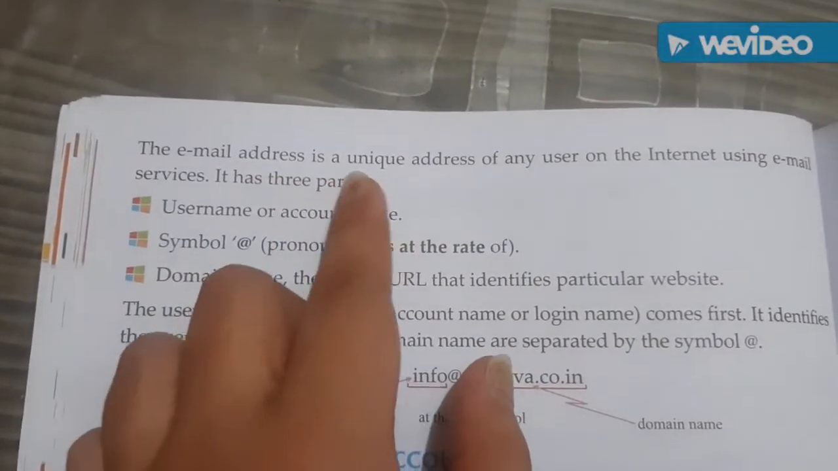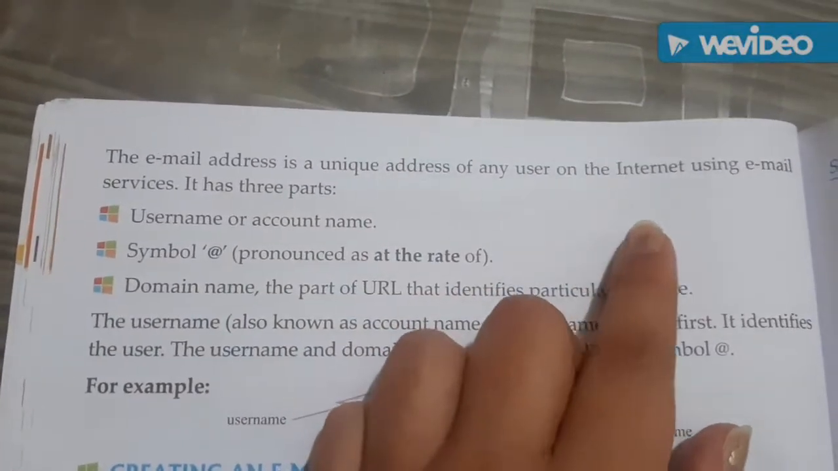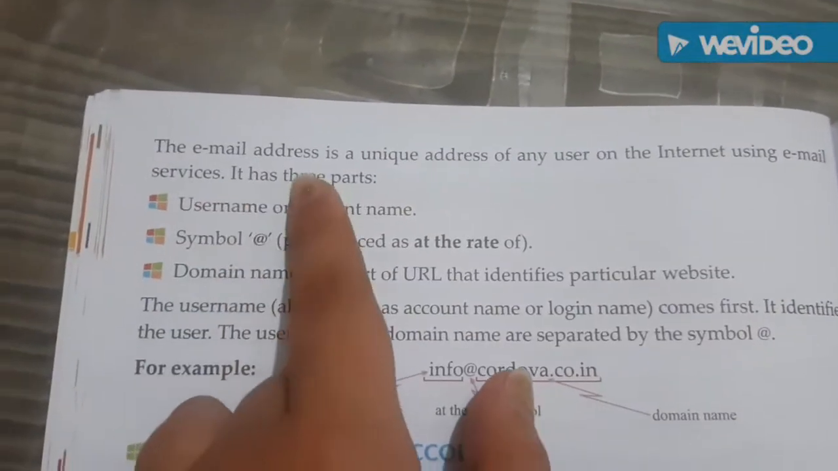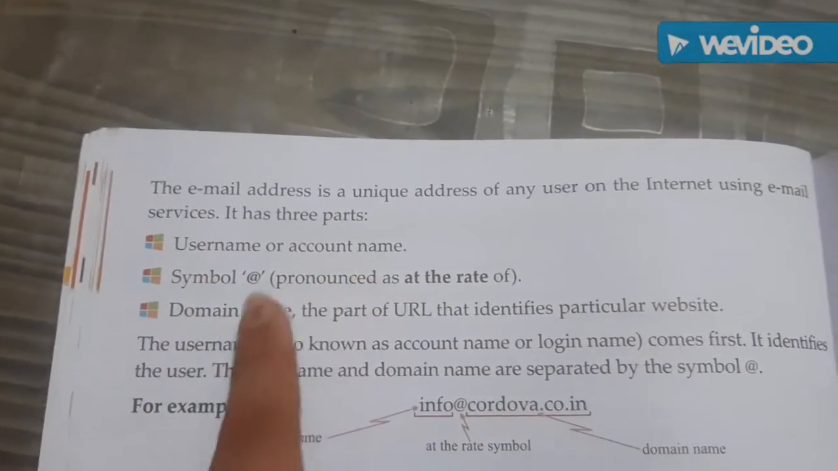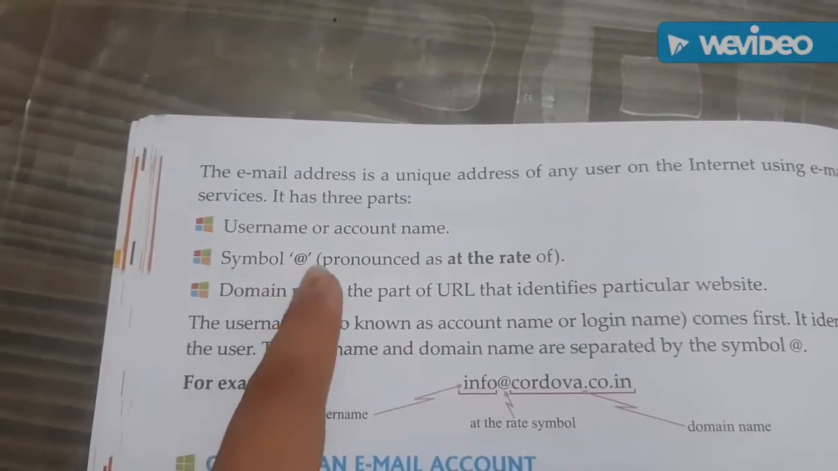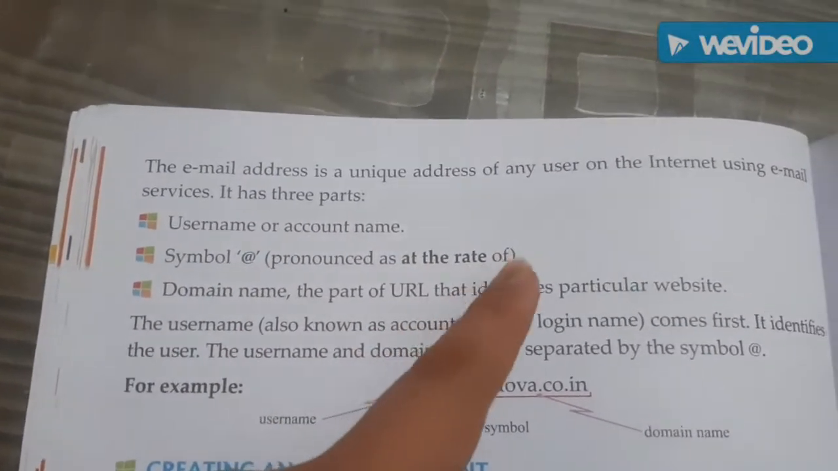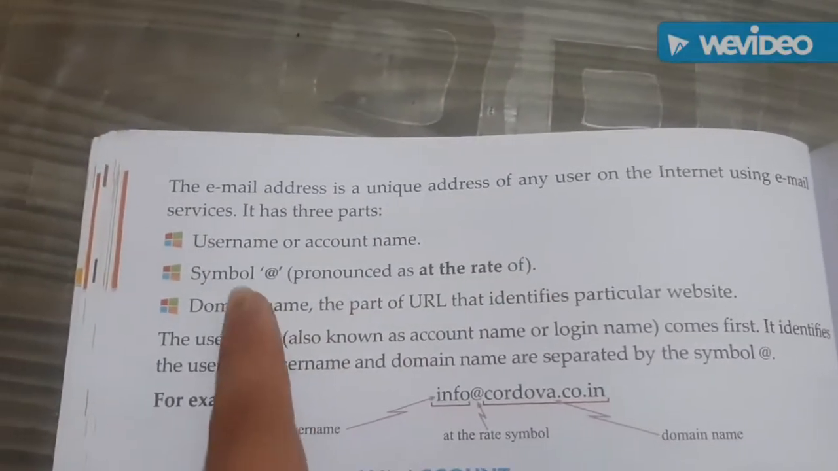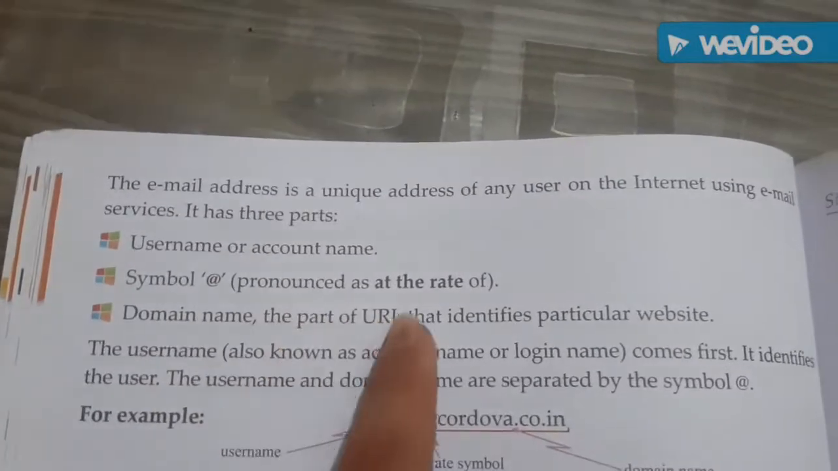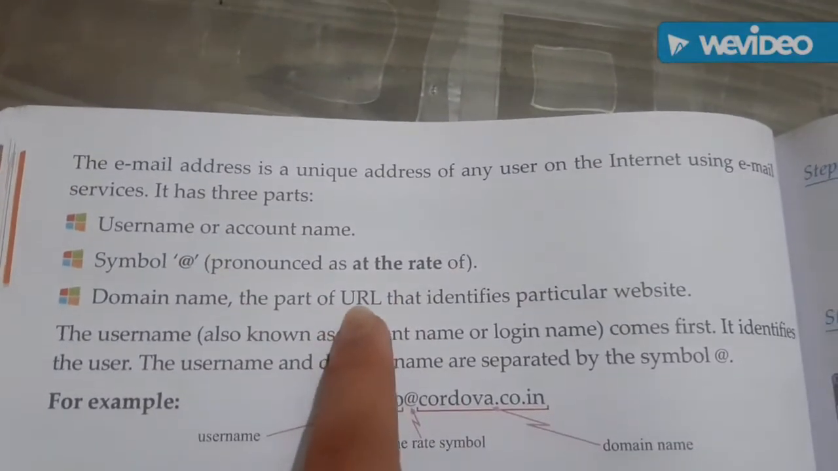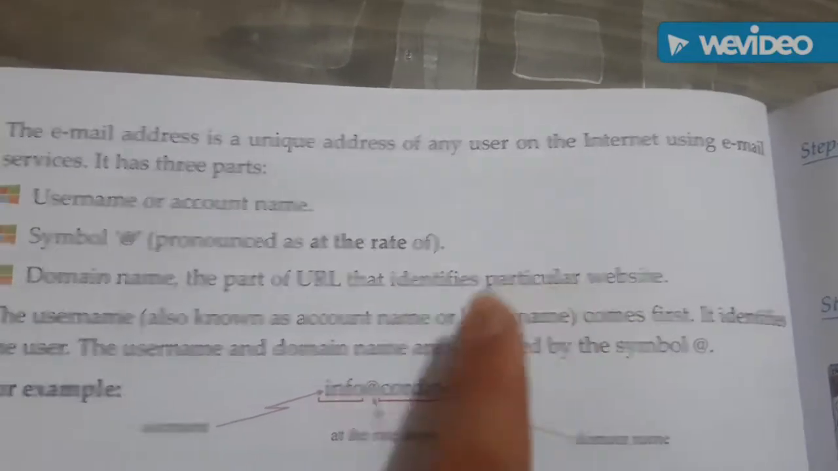The email address is a unique address of any user on the internet using email services, and it has three parts. The first is the username or the account name, and the second one is the symbol at the rate, pronounced as at the rate of, which separates the name from the domain name, the part of URL. URL stands for Uniform Resource Locator that identifies the particular website.